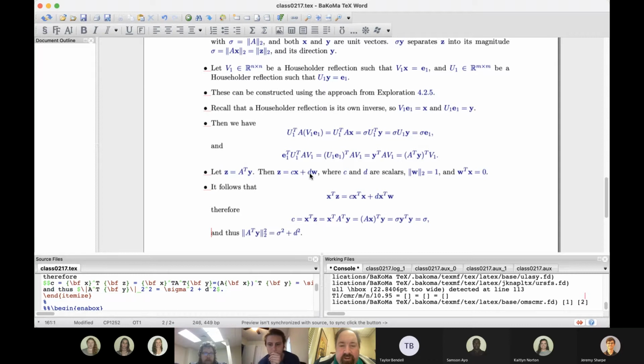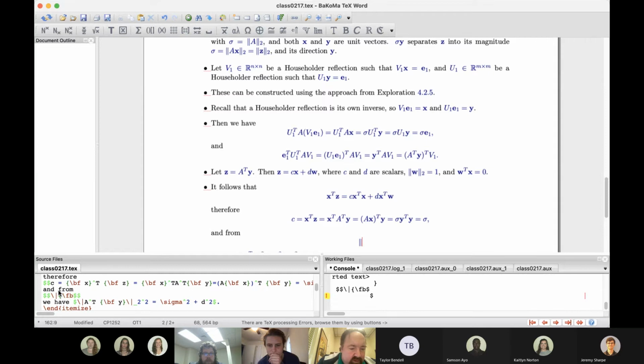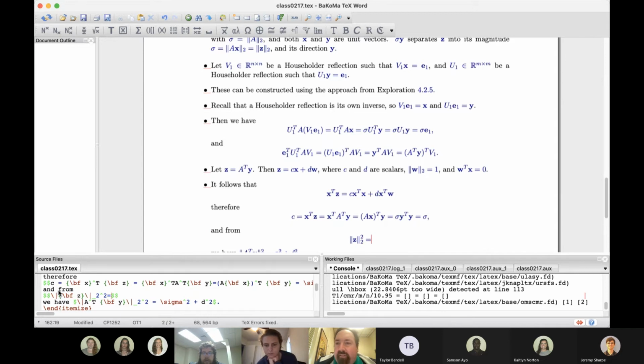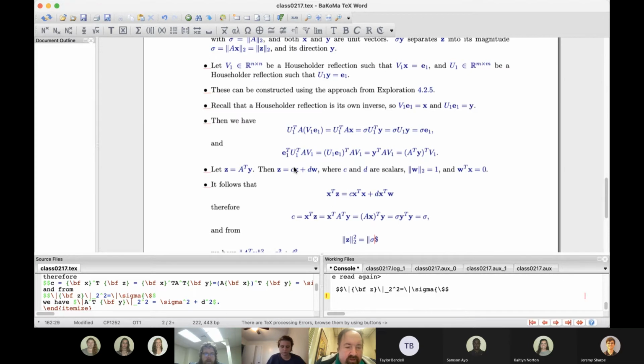Now the 2 norm of this vector, these vectors are orthogonal. So from this equation, the 2 norm of Z squared is equal to, but look at how Z is defined. C, which is sigma, X plus dW.